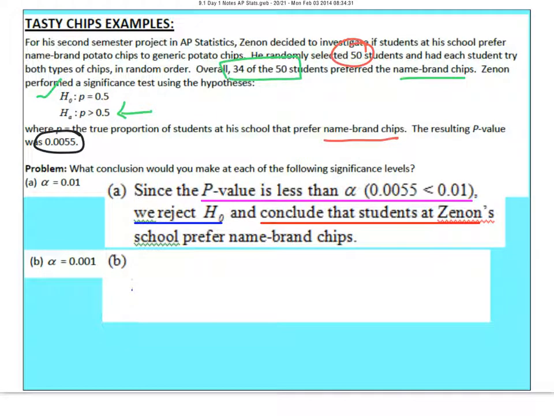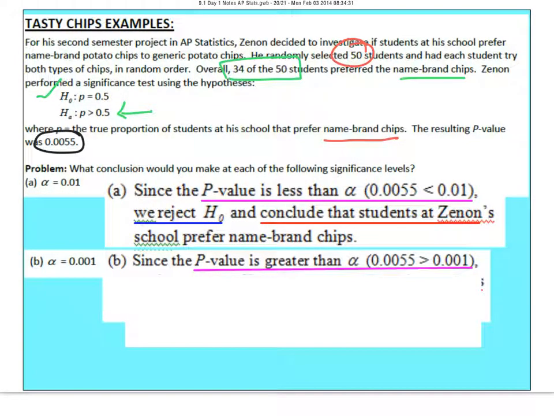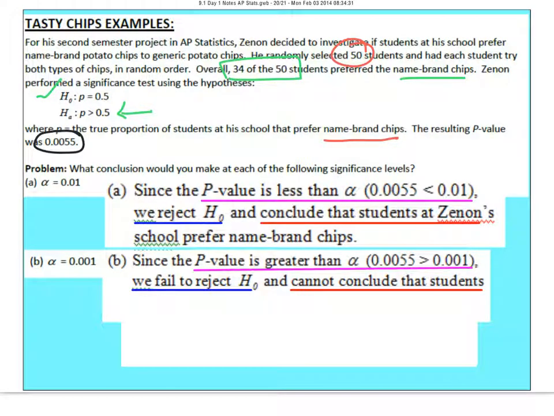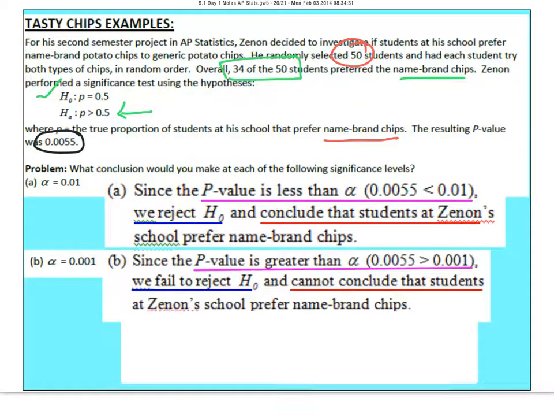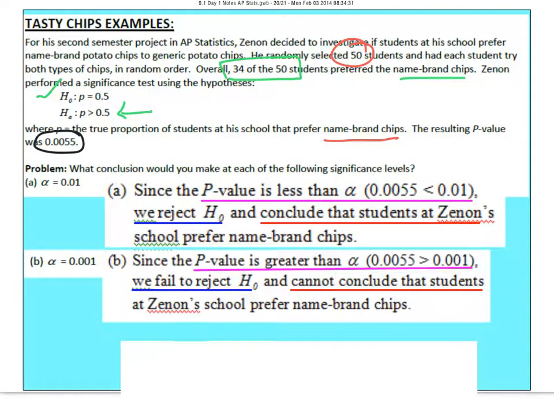Okay, let's flip it. What if alpha was 0.001? Well, the p-value clearly is bigger than alpha, so the only twist would be this. We're going to say the three parts again. The first is, since p is greater than alpha; you have to show that calculation. Second, we fail to reject H sub O. You have to pick one of them. Now your final conclusion: we cannot conclude that students at Zenon's school prefer brand name chips. Again, all three components must be talked about in your conclusion, otherwise you will lose points.